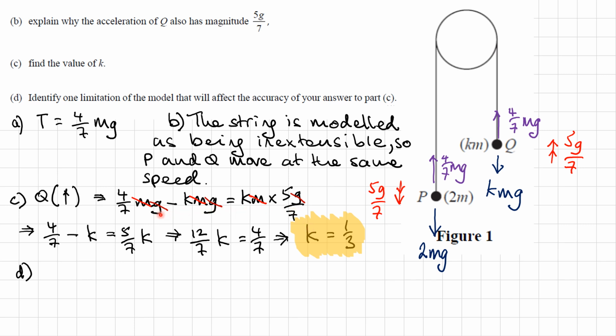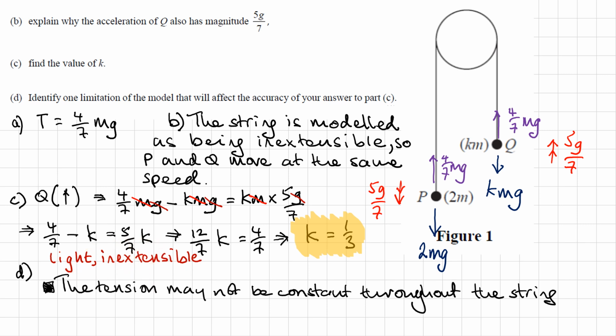That will make no difference to our answer because all of the g's cancelled out. So it's not got to do with the mass or gravity, it's got to do with the simplifications that were given earlier. And in the beginning of the question, it talked about the string as being modelled as light and inextensible. So this is what we're going to base our limitations on, the information that was given earlier on.